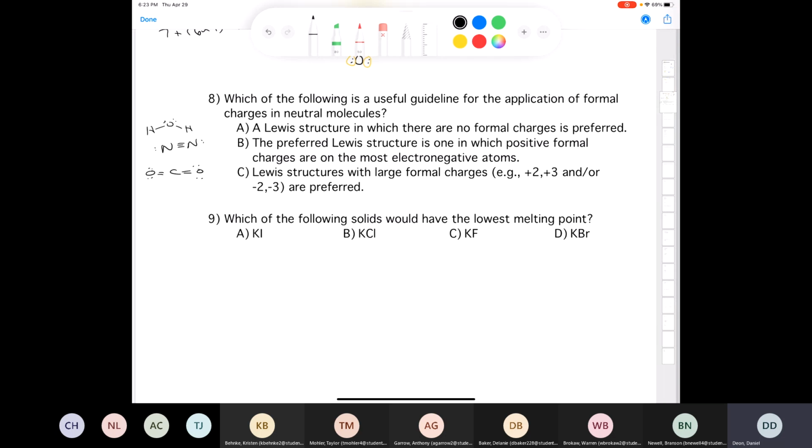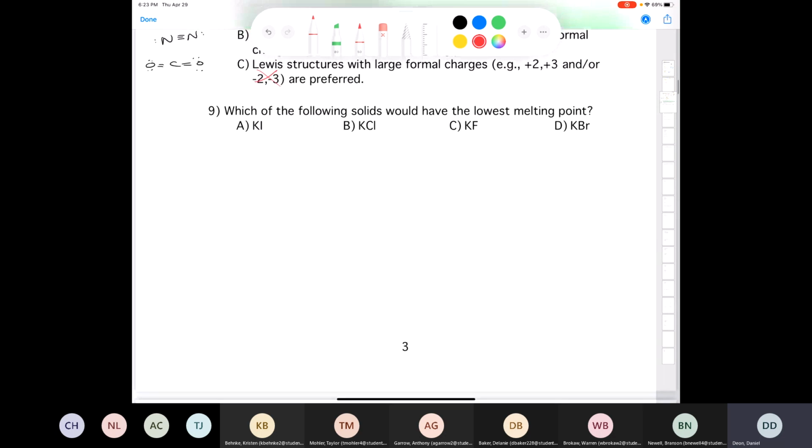That's a Lewis structure, right? A neutral molecule is going to have a preferred Lewis structure where you have no formal charges. No formal charges are preferred. B says the preferred Lewis structure is one in which the positive formal charges are on the most electronegative atoms. That makes no sense whatsoever. The most electronegative atoms are the ones that preferentially take the negative charges, if there are any. Lewis structures with large formal charges are preferred. That is definitely incorrect. So the answer to 8 is A.